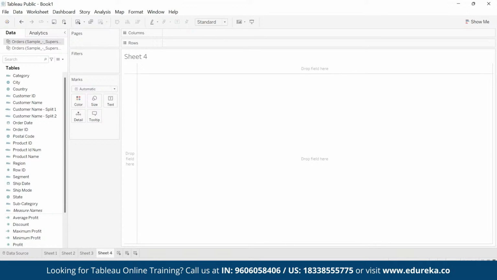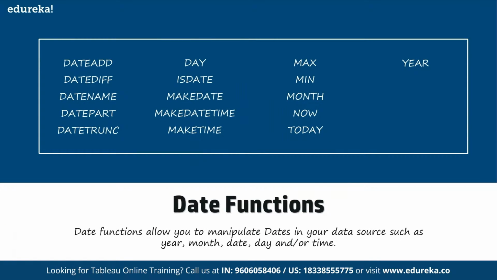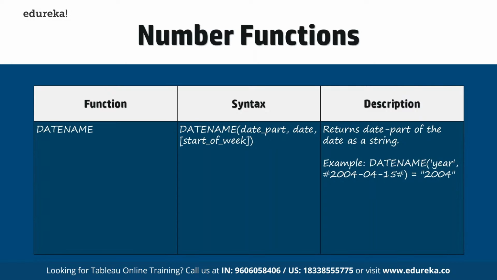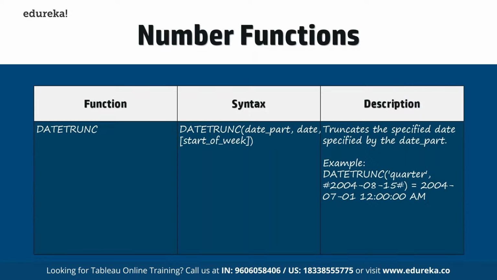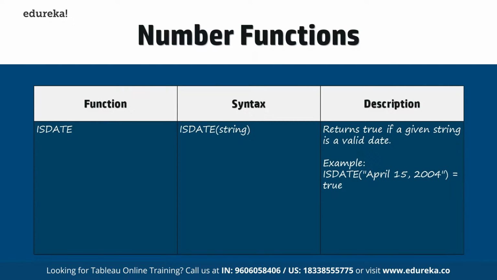Similarly, date. There are many functions which will help us work with date fields. So how do we manipulate date? We can increment the date by using date add. We can get the difference between 2 dates by using the date diff function. We can get the date name. We can get the date part. Okay, given a date field, you can truncate it to whatever level of detail you might want to. Day of the year. Whether a given date field is actually a date or not. Is it a valid date or not?